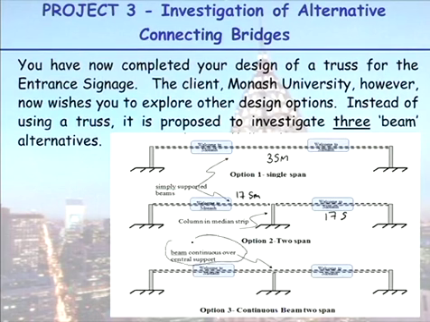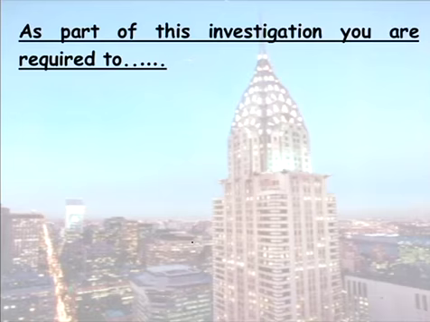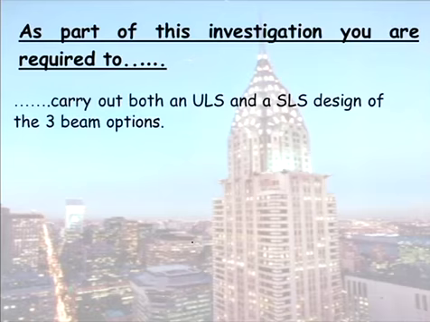So all of you are going to look at three options: full span, half span simply supported, and then half span continuous. Now, when I explain this now, I can't explain it in detail. Well, there is no point because as yet we haven't done all the theory. But anyway, as part of this investigation, this time round, you have to carry out a SLS, serviceability limit state check, as well as an ultimate limit state check.